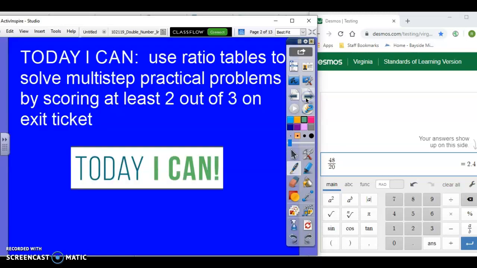All right, your target for today. Today I can use ratio tables to solve multi-step practical problems by scoring at least 2 out of 3 on the exit ticket. So there is an exit ticket today. So what I want you to do with 10 minutes left of class is to stop working on the handout and make sure that you work on the exit ticket and submit it before class is over.